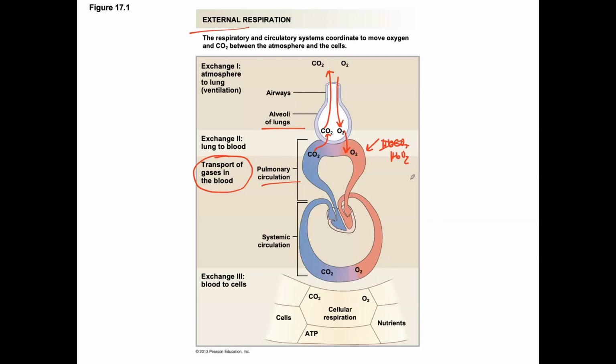Carbon dioxide is a bit more complicated. Some carbon dioxide is transported attached to hemoglobin, but actually the bulk of our carbon dioxide is transported in the form of bicarbonate. In future videos, we'll talk about how to produce bicarbonate and how we move bicarbonate through the cardiovascular system. So that's gas transport.